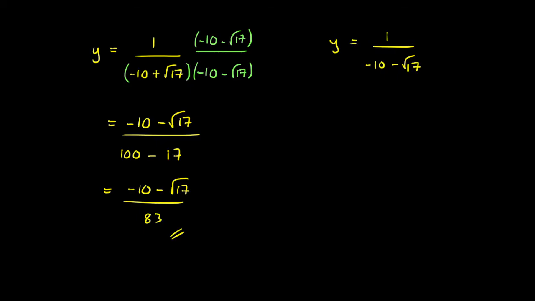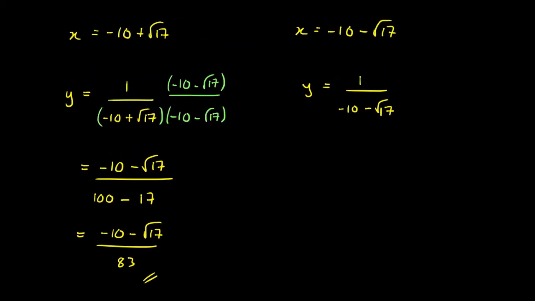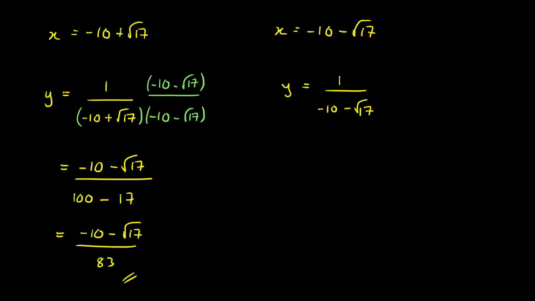Let's just do it for the other one. So we just go across a little bit. Here, the conjugate will be negative 10 plus root 17.